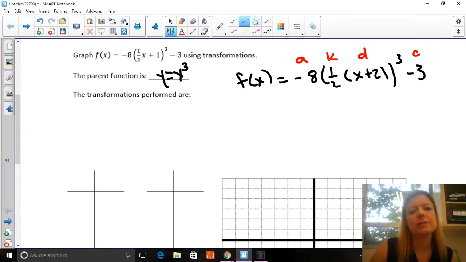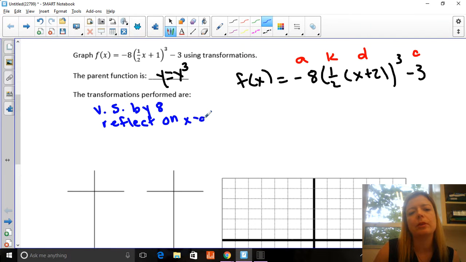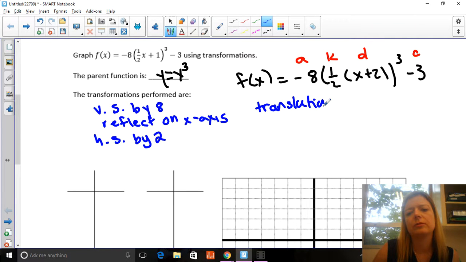So the transformations being performed are a vertical stretch by a factor of 8, a reflection on the x-axis because we're reflecting down, a horizontal stretch by 2, okay, then a translation left 2, and a translation down 3.